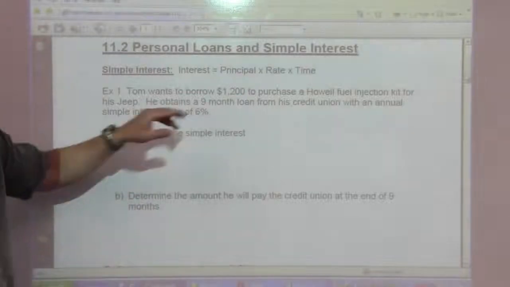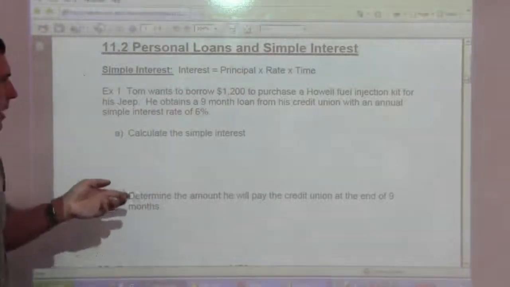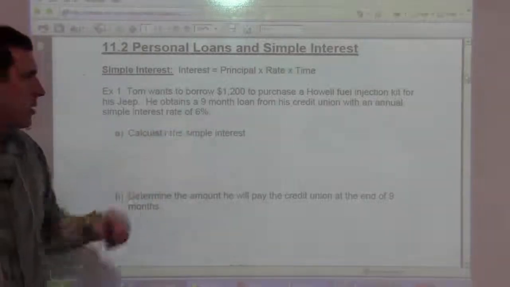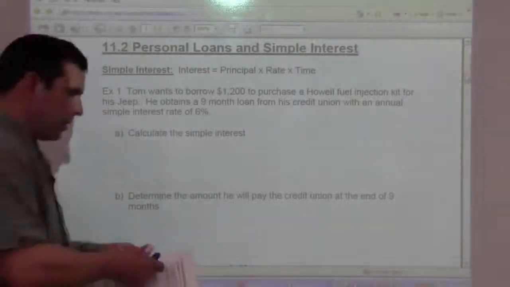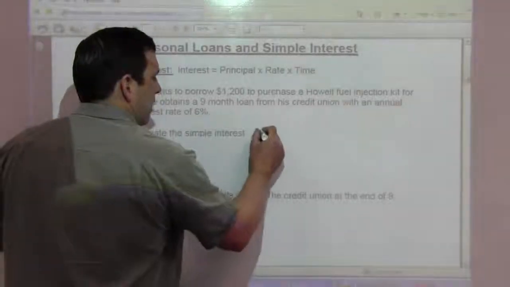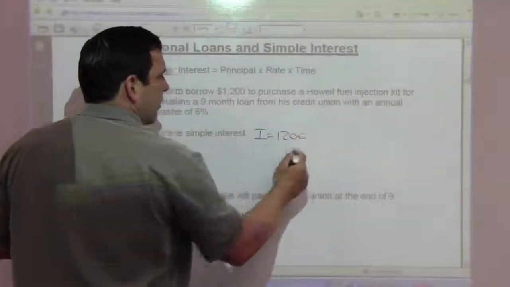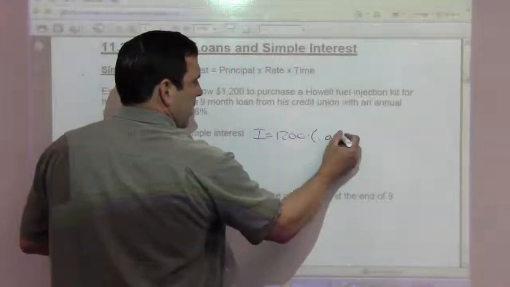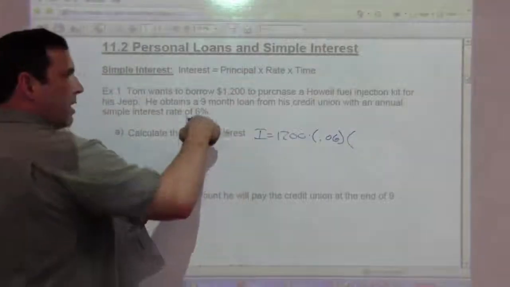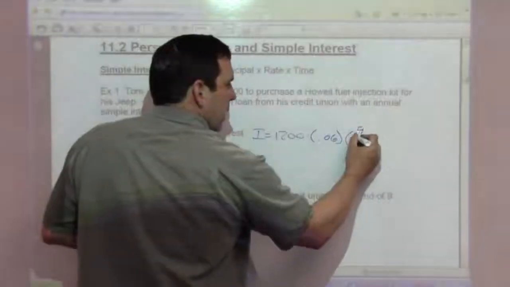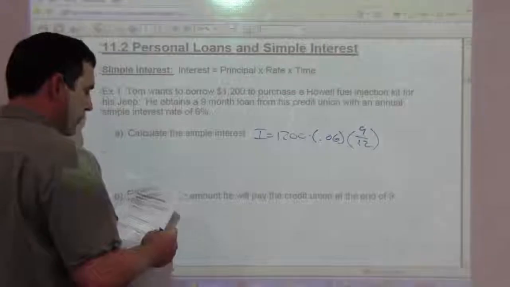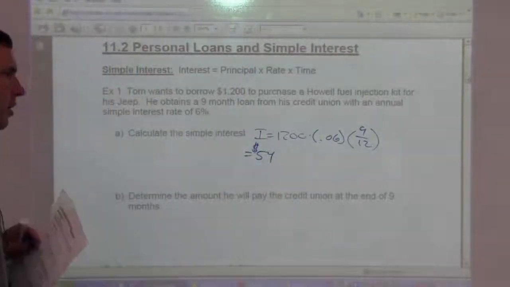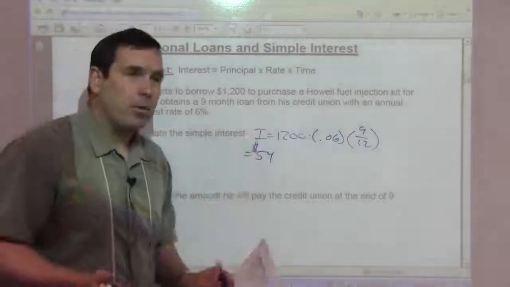Tom wants to borrow $1,200 to purchase a Howell fuel injection kit for his Jeep. He obtains a 9-month loan from his credit union with an annual simple interest rate of 6%. Calculate the simple interest. Well, the simple interest is going to be that $1,200, the principal, times the rate, 6%, 0.06, times time. It's an annual rate. He's only using 9 months, so 9 over 12. And that makes it $54 in interest, which hopefully he'll save that much money in fuel.